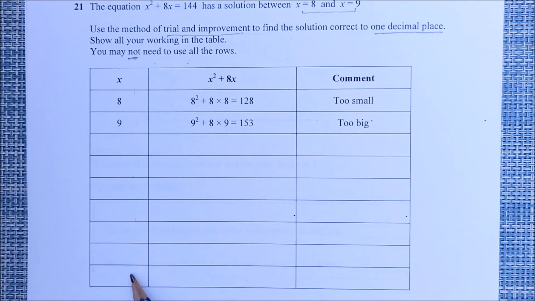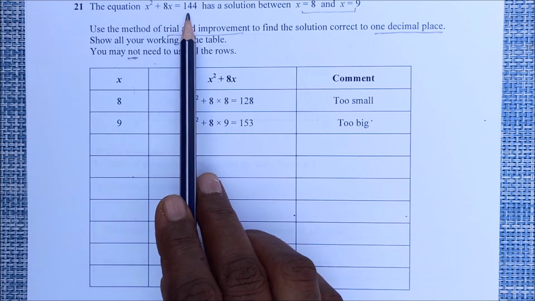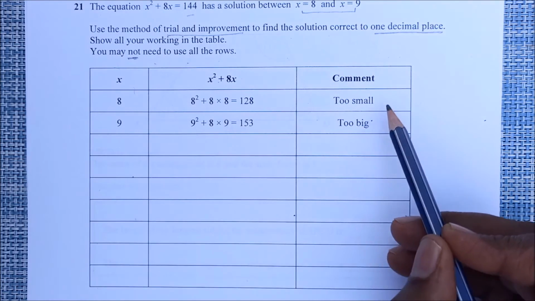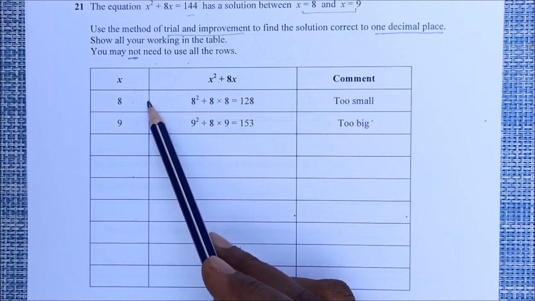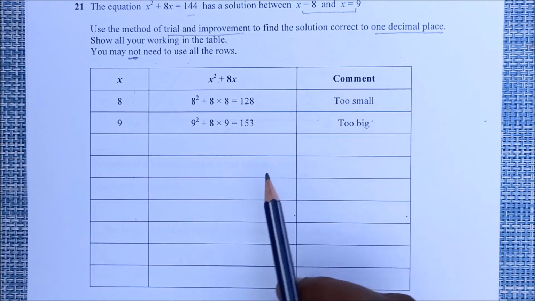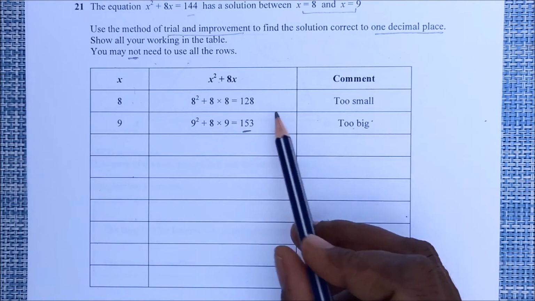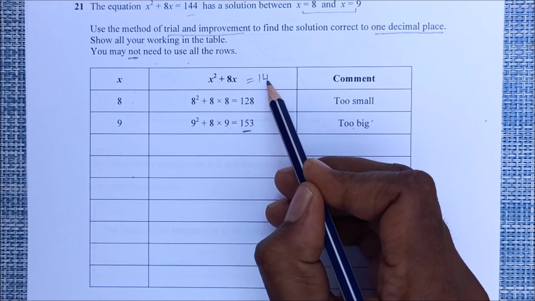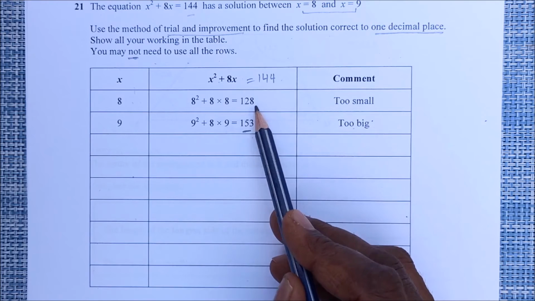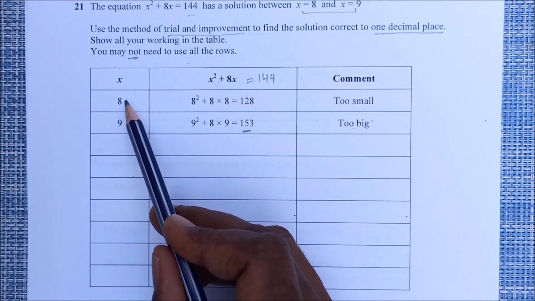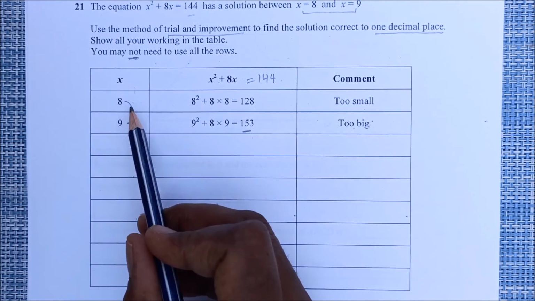So we are given x in this column. This is x squared plus 8x, and its value should be 144. So here we can write our comments. Two of them are done for us. You can see this value 153 is too big. It should be equal to 144. This is too big, and this is too small. So we can find a value between 8 and 9. So let's take the middle value first.